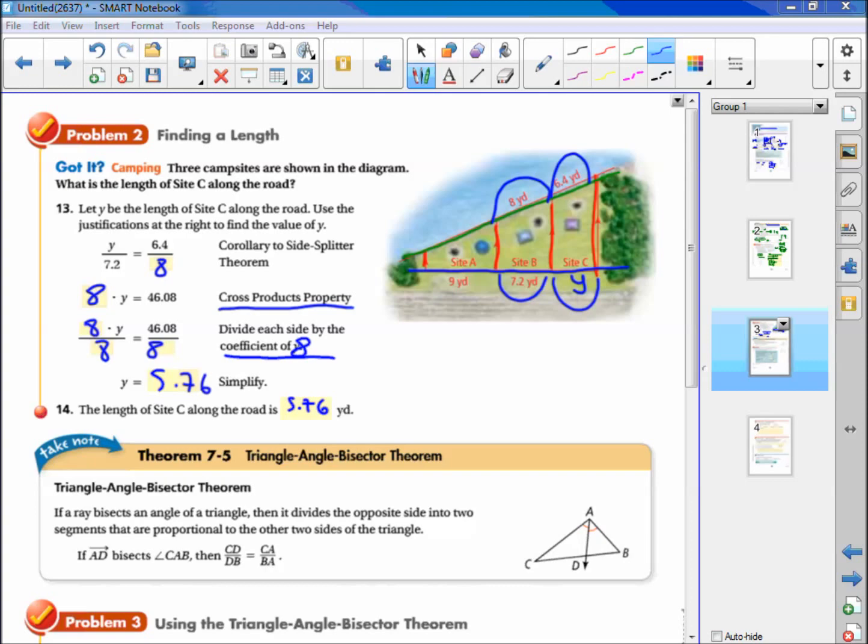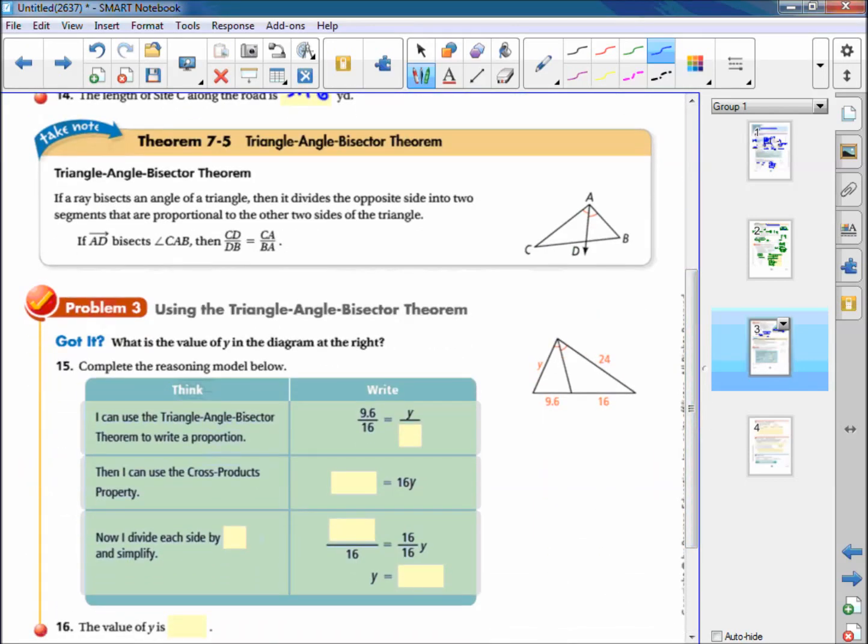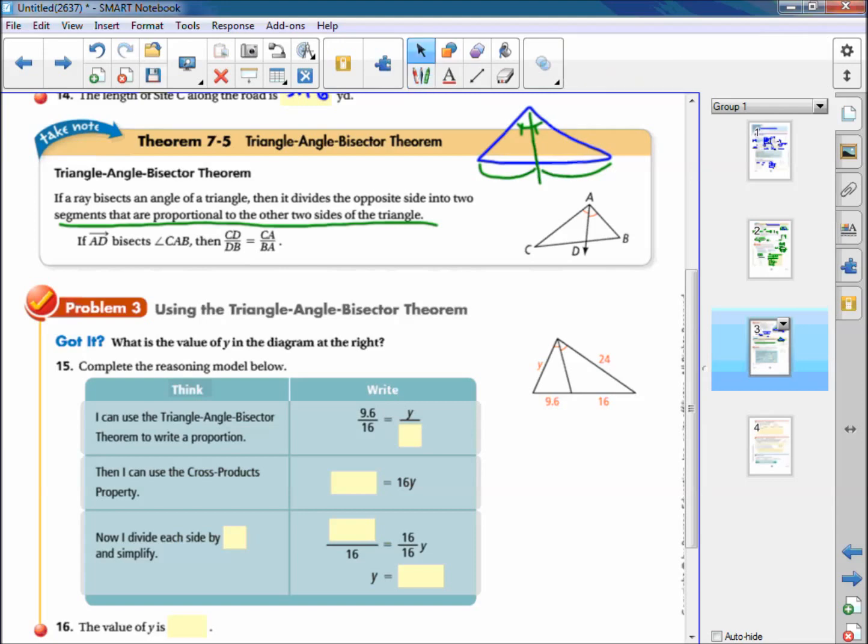All right. Down below here we have Theorem 7.5, the triangle angle bisector theorem. If you have a triangle, any old triangle, and you draw a bisector from one of the angles, so we split this angle in half, okay? If the ray bisects an angle of the triangle, then it divides the opposite side into two segments that are proportional to the two other sides of the triangle, this one and this one, okay?